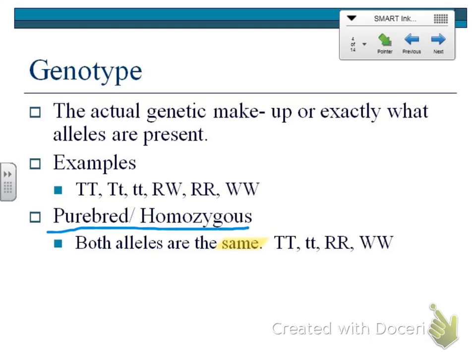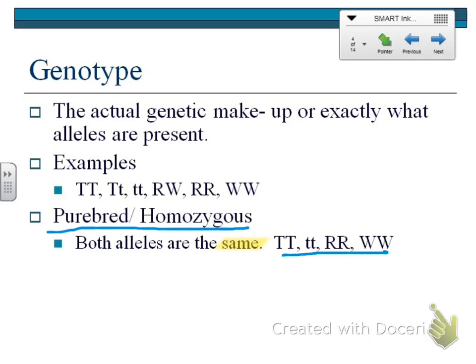So here are your examples. Make sure you're writing or listing some examples down. Big J, big J. Little w, little w. They're all the same. They're purebred. They're homozygous. And you're going to have to recognize both of those words. Those are two key vocabulary words that will help you.